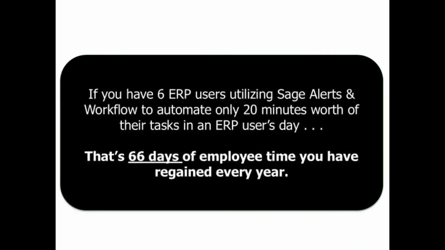With Sage Alerts and Workflow, you can greatly enhance the human capital that is available to your organization. For example, if you have 6 ERP users utilizing Sage Alerts and Workflow, and it automates only 20 minutes' worth of their tasks that used to be done manually in a given day, at the end of the year, you're looking at 66 days of employee time that you have regained. Sage Alerts and Workflow really is that invisible assistant of yours, and we very much encourage you to try out the application.